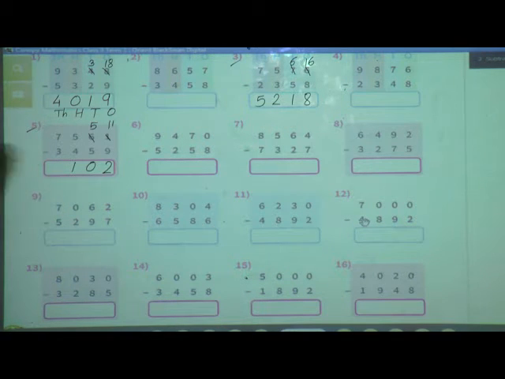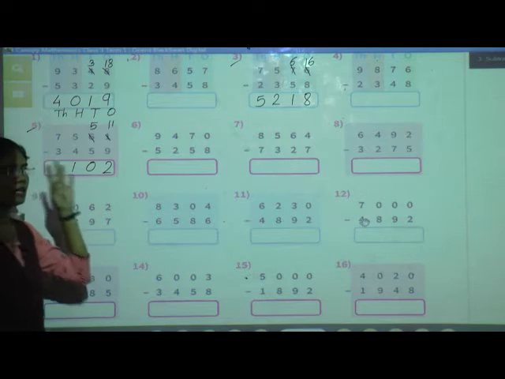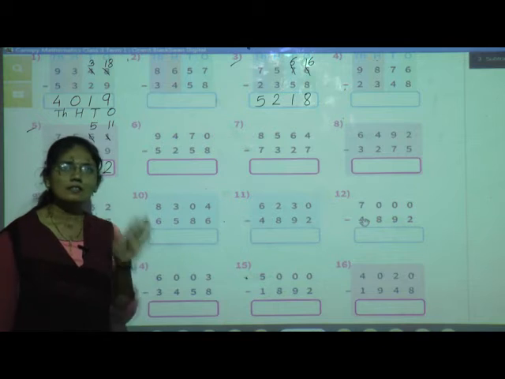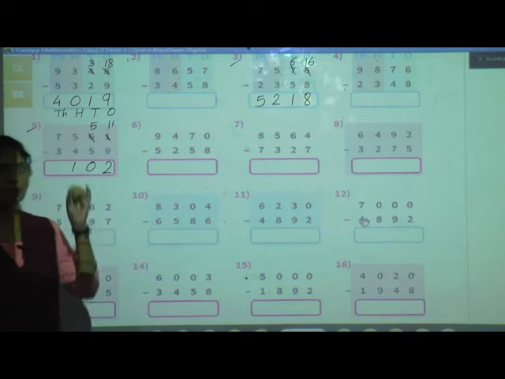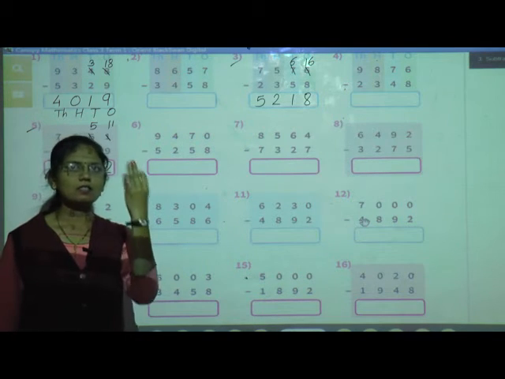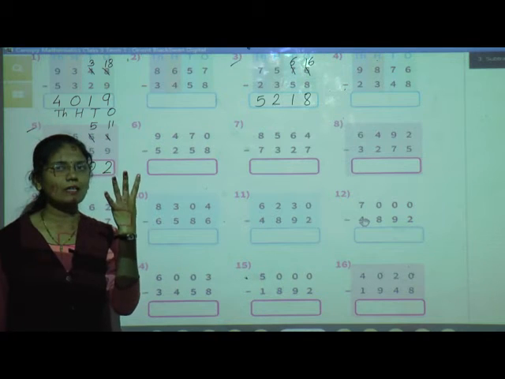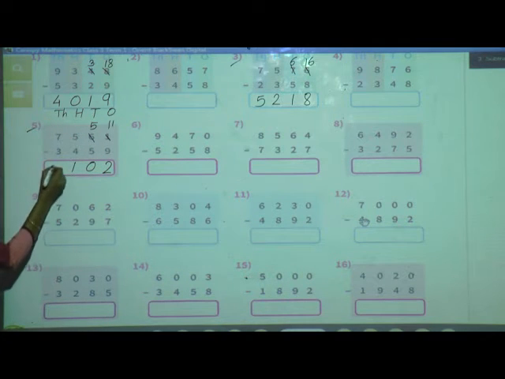Now we will go to the thousands place. How many thousands are there in the first number? There are 7,000. And in the second number there are 3,000. So 7,000 minus 3,000. 7 minus 3. After 3 we have to count our fingers till 7. So count your fingers after 3: 4, 5, 6, 7. So 7 minus 3, we got 4. So at thousands place we will write 4.